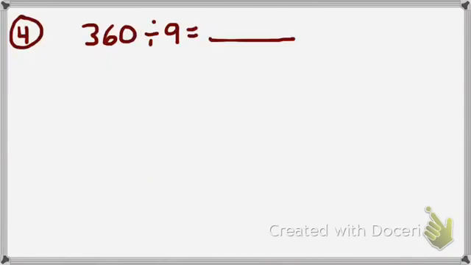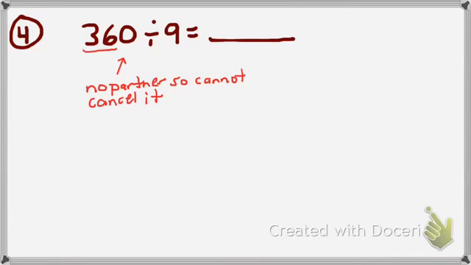And sometimes you may have a problem that looks like this. Problem number 4, 360 divided by 9. Oh good, well 360, I see there's an ending 0. But the problem is, there's no partner for it. There's no 0 in the number 9. So if there's no partner, then you cannot cancel it. What you would do here is your basic fact of 36 divided by 9 equals 4. There's one leftover 0 in my dividend, so I tack that 0 on to make my final answer 40.